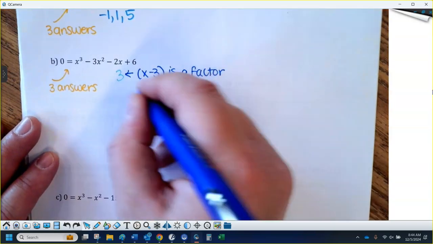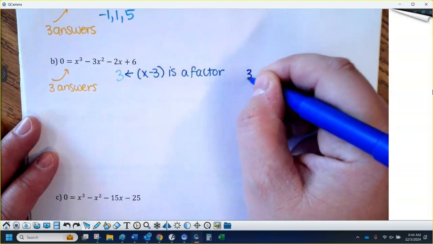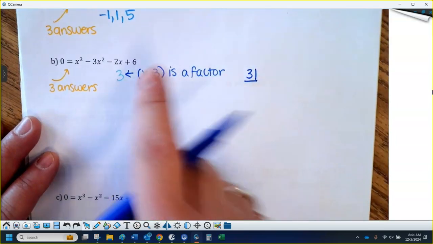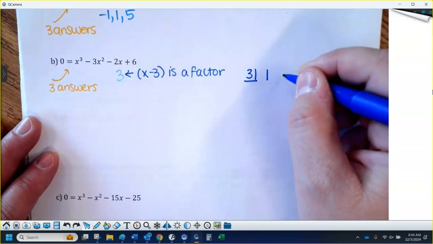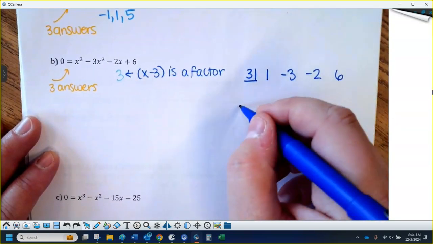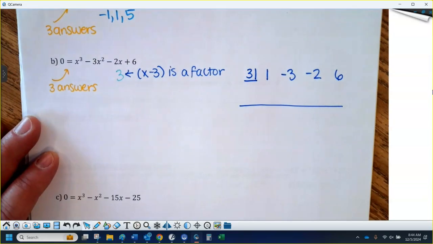So all I'm going to do, I'm going to change up, and actually you could just write the 0 if you want to, which is 3. The linear factor would be x minus 3. Write down your little coefficients. So 1, -3, -2, and 6. We're not missing any powers of x or anything weird like that.